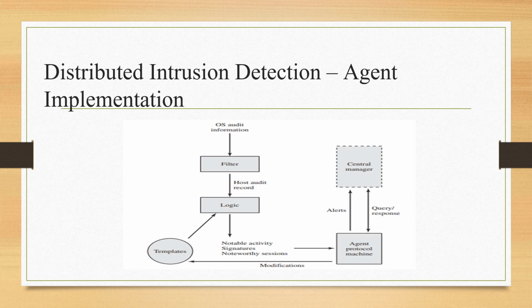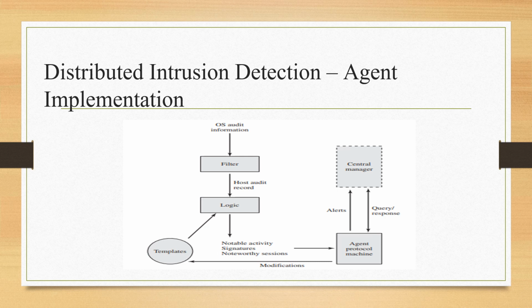The agent captures each audit record produced by the native audit collection system. A filter is applied that retains only those records that are of security interest. These records are then reformatted into a standard format referred to as the host audit record.